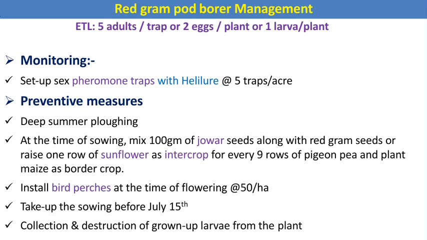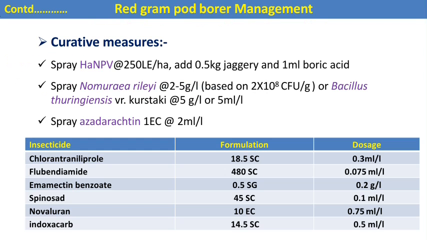Here, for the management of the red gram pod borer, we can install the sex pheromone trap with Helilure to monitor the pest. Then deep summer plowing is one of the cultural methods. Then we can sow jowar and sunflower as an intercrop in the red gram. Then we can also install bird perches to pick out the larvae from the infested fields. Then we can adjust the sowing times. Then collection and destruction of grown-up larvae from the infested plants.